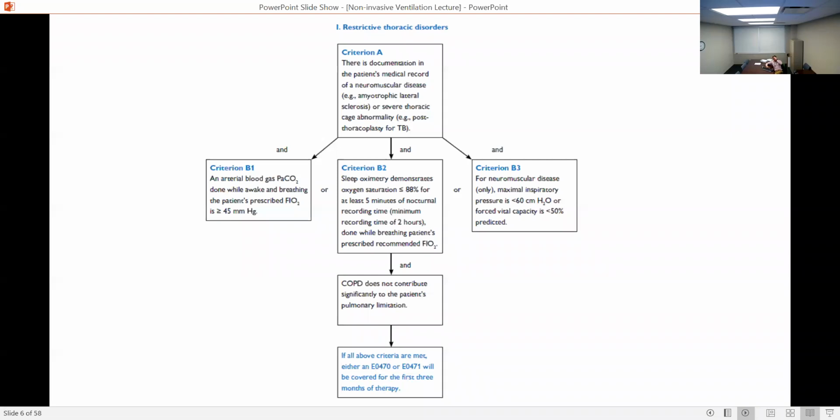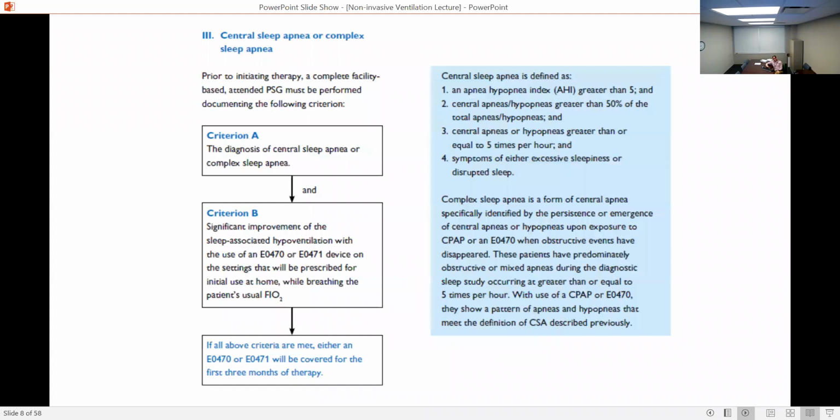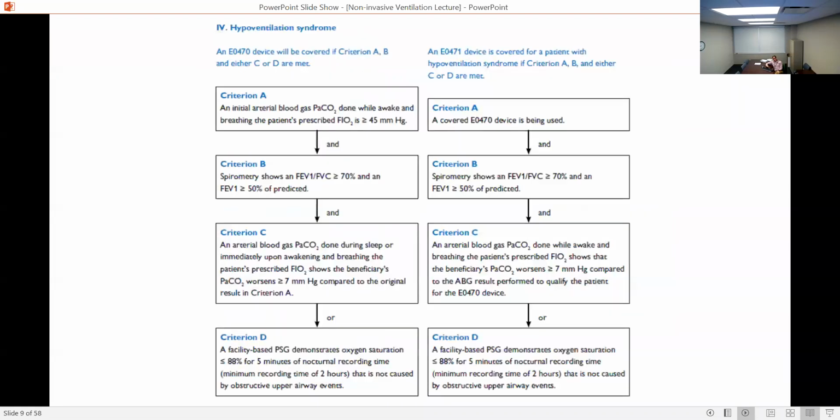So there's different criteria based on whether you have a restrictive thoracic disorder, hypoventilation, or COPD. Actually, we'll just skip to the next slide. And the next slide. Next slide. Next slide.